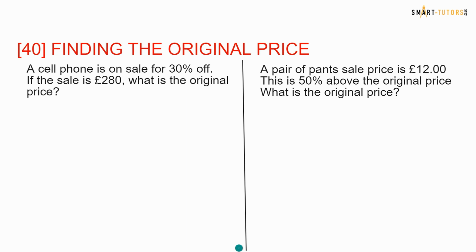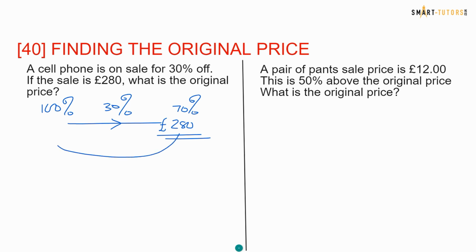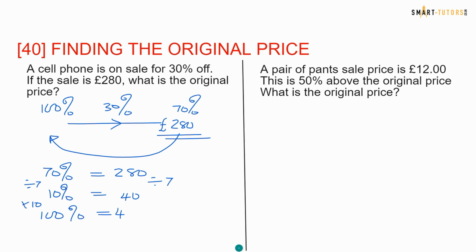Topic 40, finding the original price. A cell phone is on a sale of 30% sale. So 30% drop. So it was 100% before. Now with a 30% drop, 70% is the price now. If the sale price is £280. Now they are asking what would be the original price. So 70% is 280. And if you say 10%, you divide by 7, and 280 divided by 7 is £40. 100% is the original price, and timesing by 10 is 400, which is the original price of the cell phone.